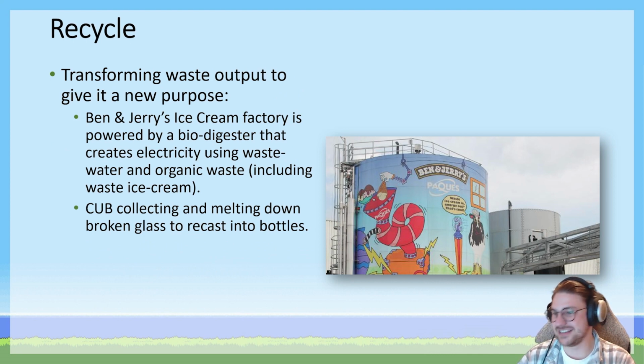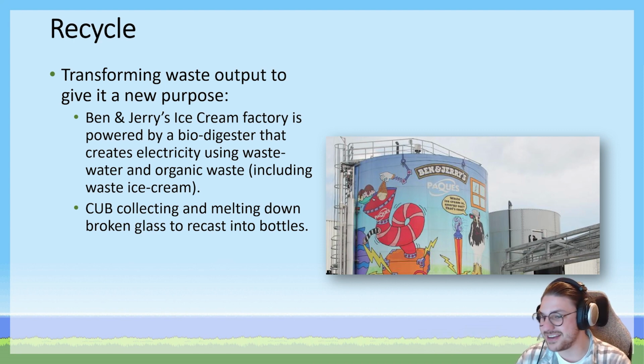And then there's recycling. The concept of transforming waste into something new might be a little bit foreign to you. You might not be able to think of an example off the top of your head, so take these two. These are both really good examples. The first is that Ben & Jerry's ice cream factory, at least one of their ice cream factories, is almost entirely powered by a biodigester, which is a kind of energy production system that uses wastewater and organic waste to create electricity. And in this case, the organic waste that the bacteria is fed on that operates this biodigester generator is their waste ice cream.